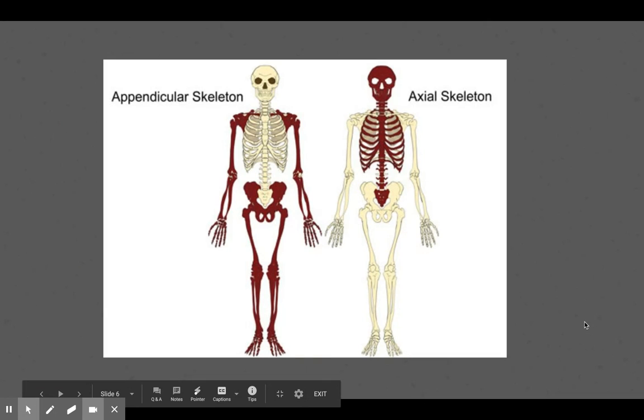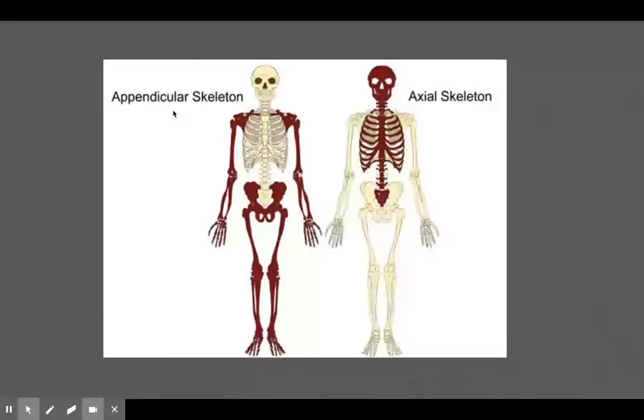So here's a quick picture for you. You can obviously look at some more images, but your axial, again, think of it as that main chunk that holds everything together: your skull, vertebrae, your ribs. And then your appendicular skeleton is everything that hangs off of that and allows you to walk and move your arms.